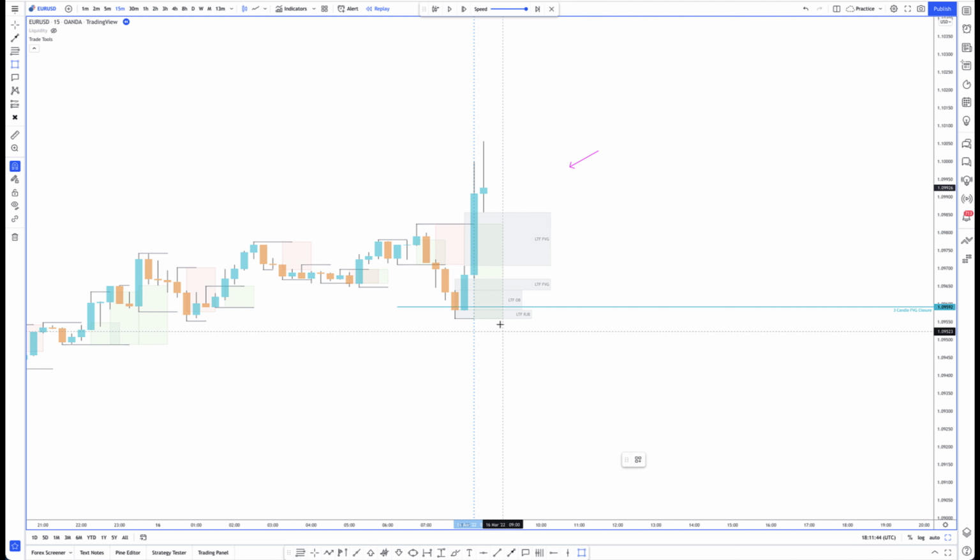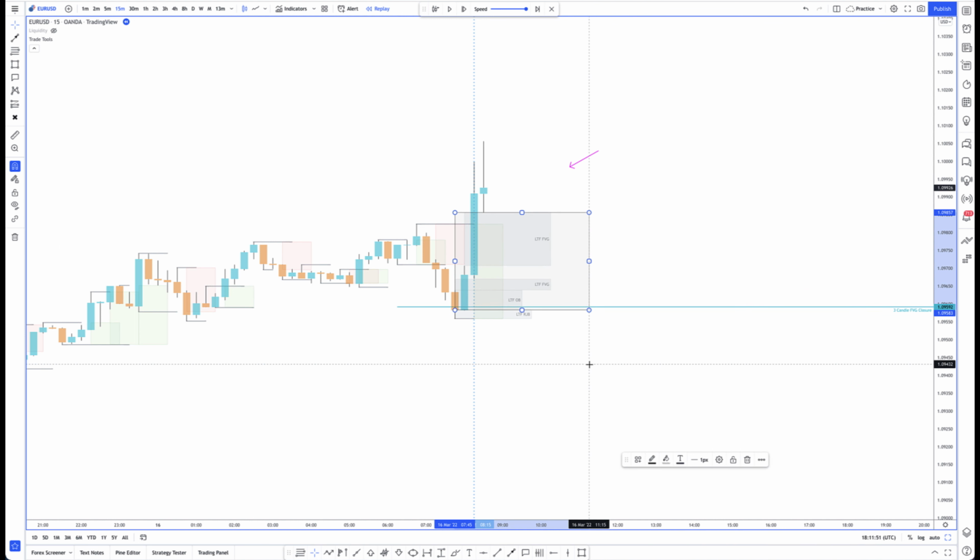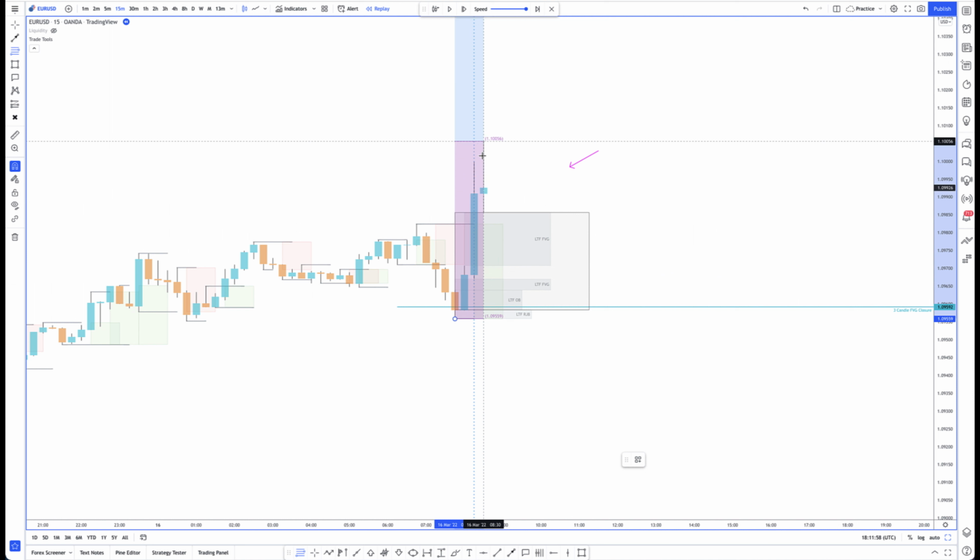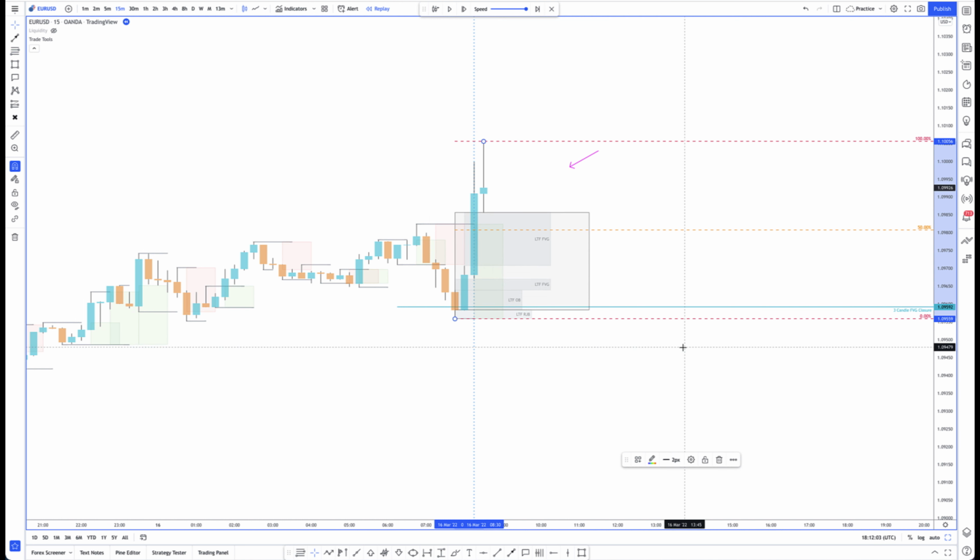So just sticking with the technical setup for now, we are going to encapsulate all of these elements and create a trading zone. Then we are going to use our fib tool to create a discount and a premium understanding, and then we are going to reduce the setup to only encapsulate 50% of the entire range.